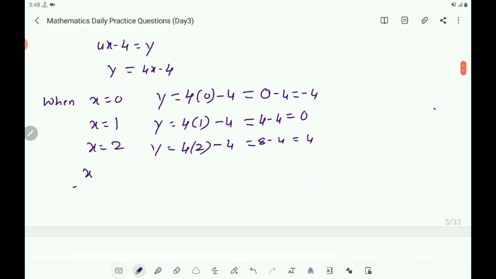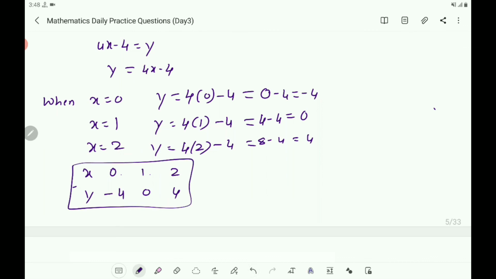Then you write x and y. So what are the values of x? You got 0, 1, 2, and the corresponding values of y are minus 4, 0, 4. Here (0, minus 4), (1, 0) and (2, 4) are the coordinates. Then you make a column.